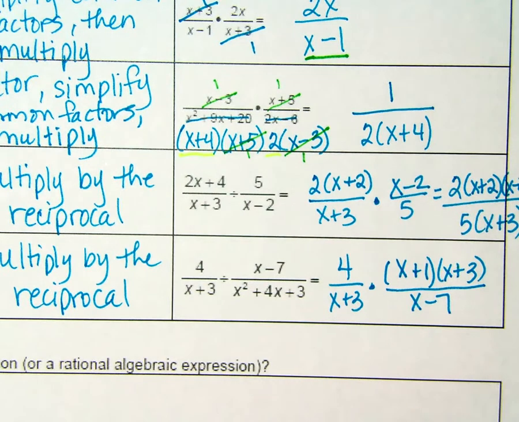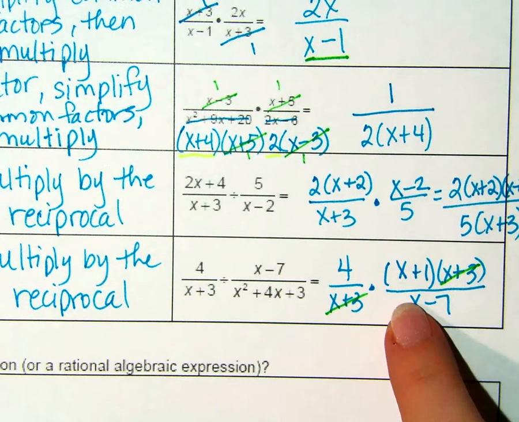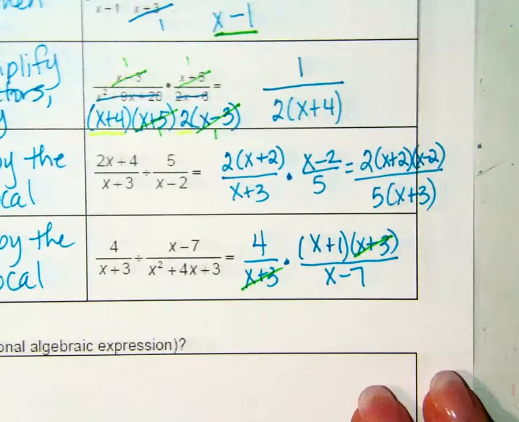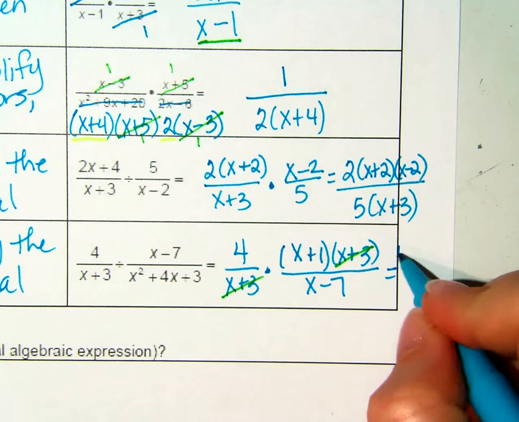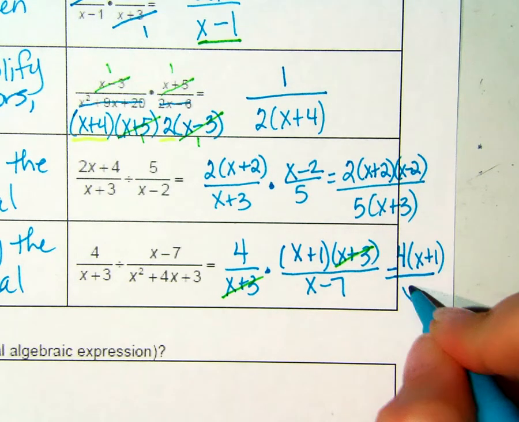And again, in this case, there is a factor I can simplify here and here. Now, don't try to cross out these x's because that can't happen. Okay, like we talked about before, that cannot happen. So we end up with 4 times x plus 1 over x minus 7.